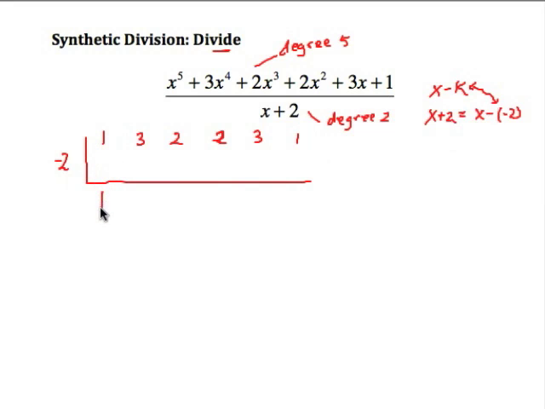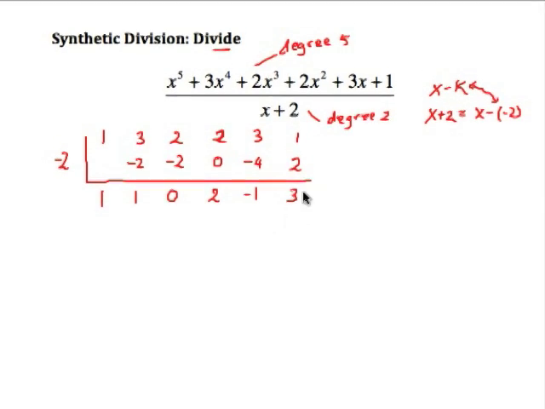So the first step is bring down the first coefficient, 1. Negative 2 by 1 is negative 2. Add: 3 plus negative 2 is 1. Negative 2 by 1 is negative 2. Notice I have 2 plus negative 2 is 0. We have negative 2 by 0 is 0. 2 plus 0 is 2. Negative 2 by 2 is negative 4. 3 plus negative 4 is negative 1. Negative 2 by negative 1 is 2. And we add 2 and 1 is 3.